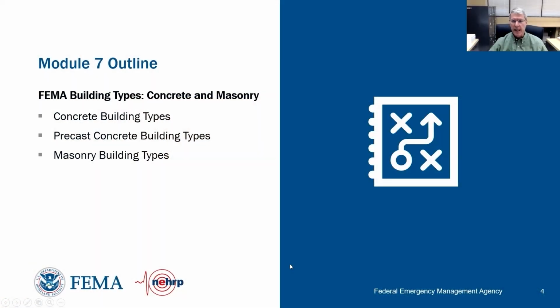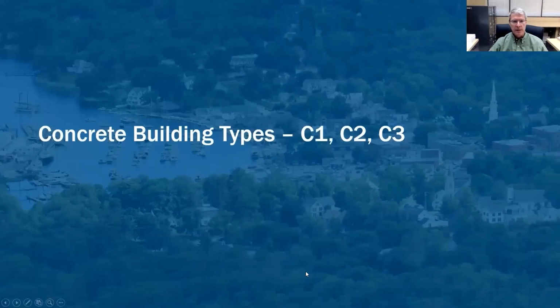So Module 7, we're going to be talking about concrete and masonry and defining the building types associated with each of these materials. So concrete buildings first, then we're going to look into precast, and then masonry buildings. And so concrete buildings being our first one, we're going to talk about our C1, C2, and C3 building types for concrete.